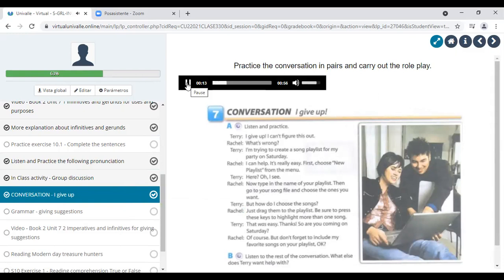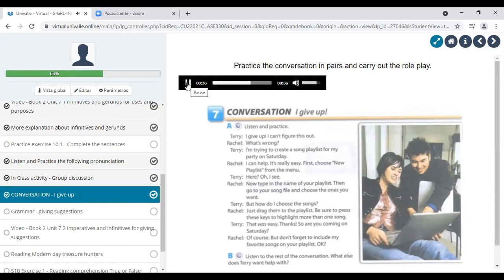I give up. I can't figure this out. What's wrong? I'm trying to create a song playlist for my party on Saturday. I can help. It's really easy. First, choose a new playlist from the menu. Here? Oh, I see. Now, type in the name of your playlist. Then, go to your song file and choose the ones you want.